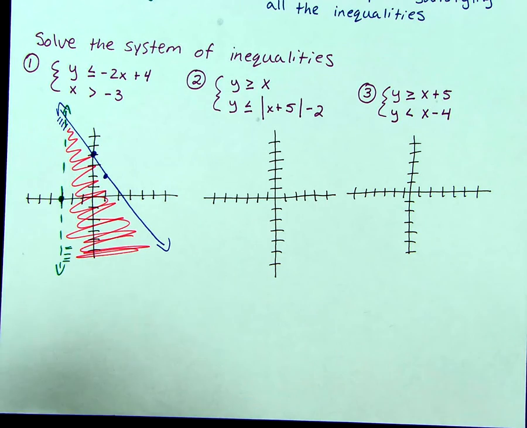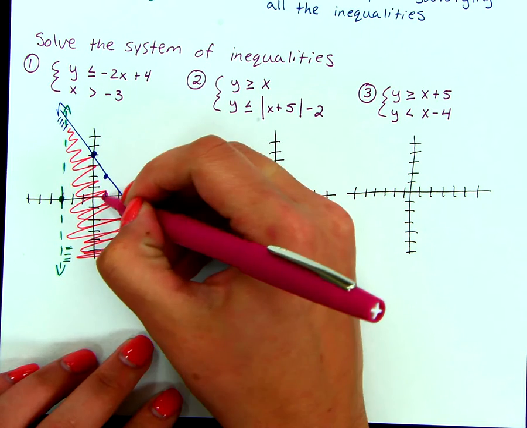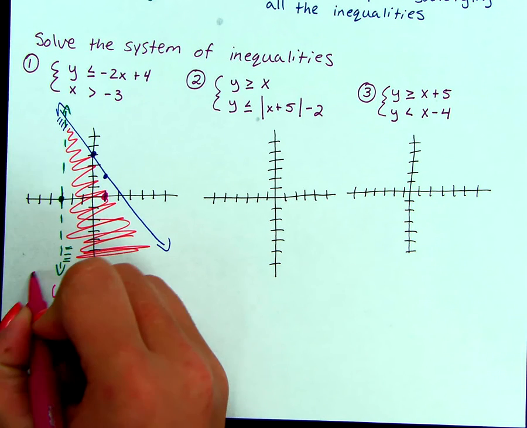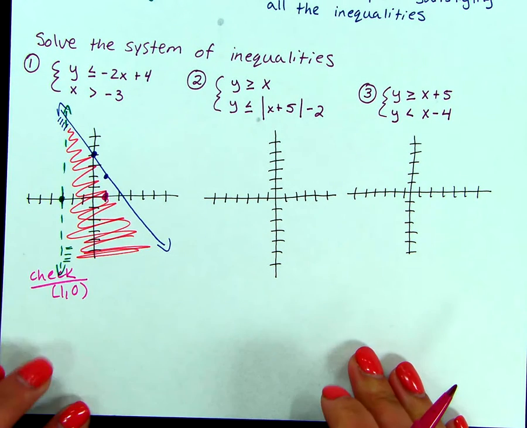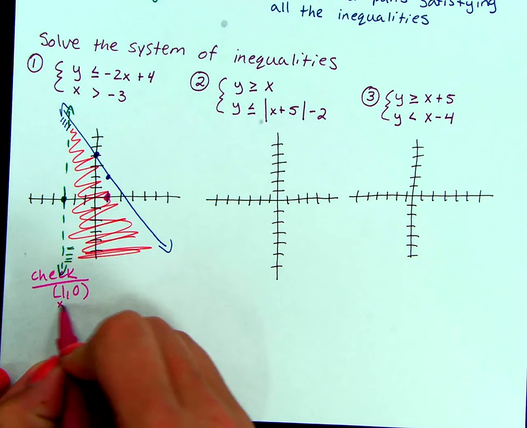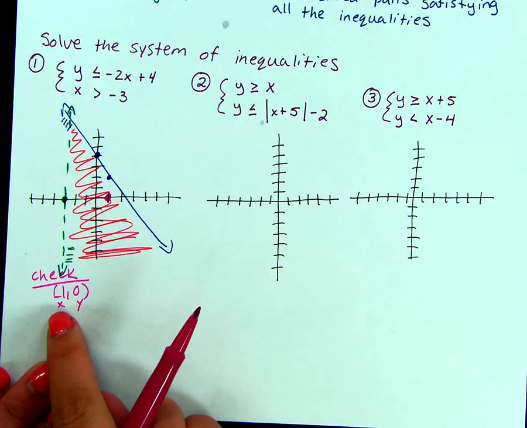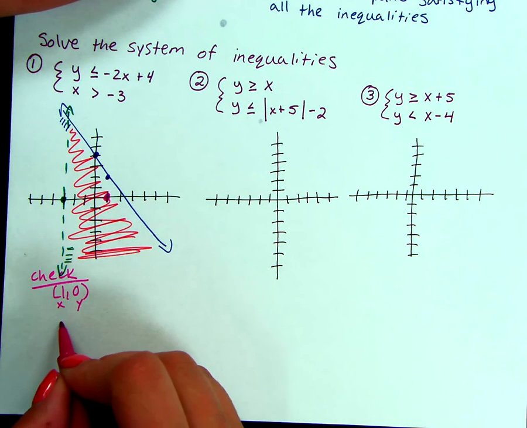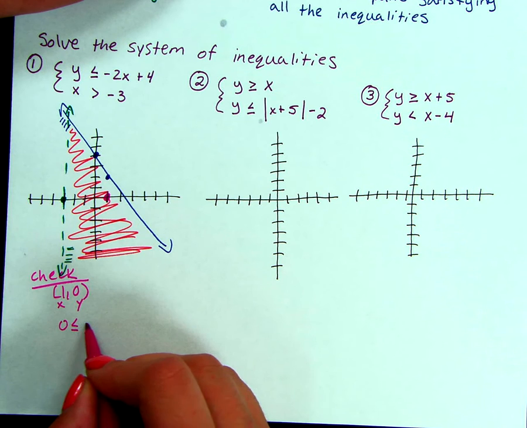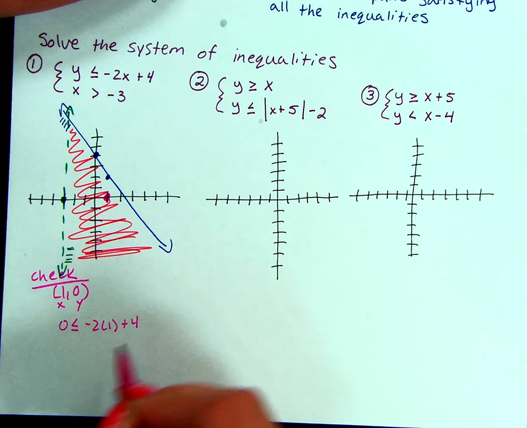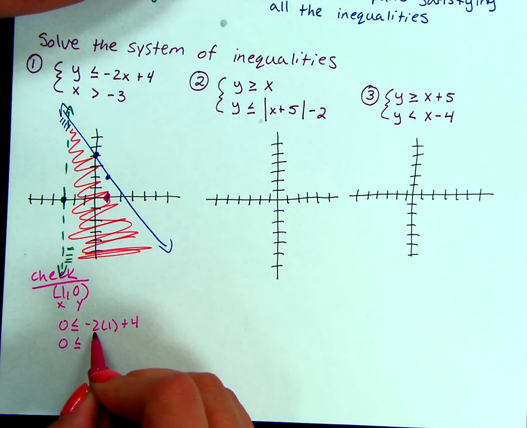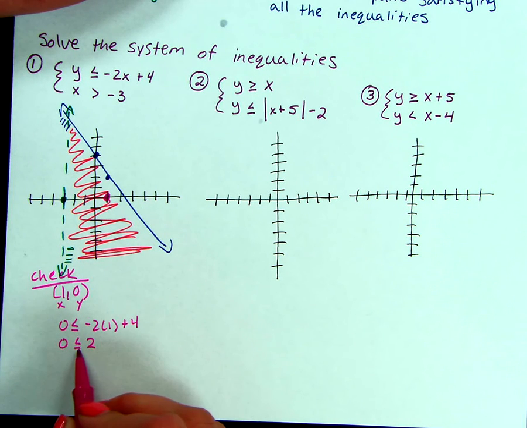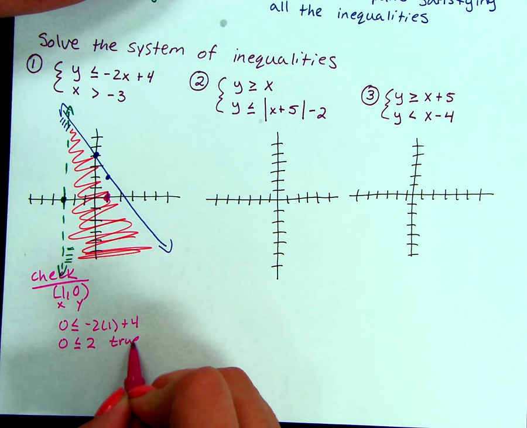So let's just say that I pick this point that is at 1, 0. This is just a way for you to check to see if you graphed and shaded it correctly. So again, this is my x, this is my y. I'm going to substitute 1 into the x and 0 into the y and see if we have a true statement. So 0 less than or equal to -2 times 1 plus 4. When I simplify, -2 times 1 is -2, plus 4 is +2. So 0 is less than 2. So this is a true statement.